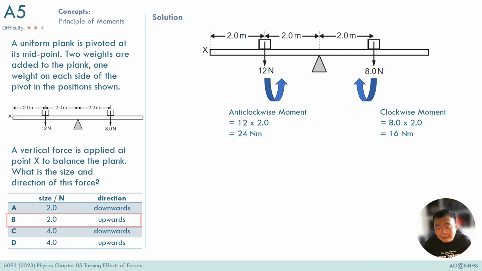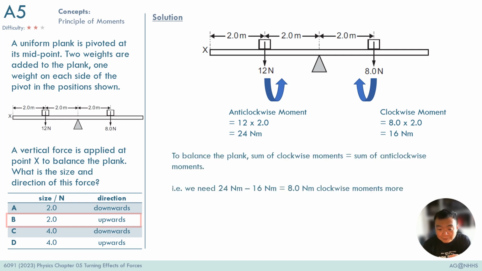And we can see that now just having these two forces on the beam, there is an excess of anti-clockwise moment, which means that the whole beam will now rotate anti-clockwise. If we want to keep the beam at equilibrium and not rotating, then we need an additional clockwise moment of 8 Newton meter. And how can we create this additional 8 Newton meter of clockwise moment? By exerting a force at X.